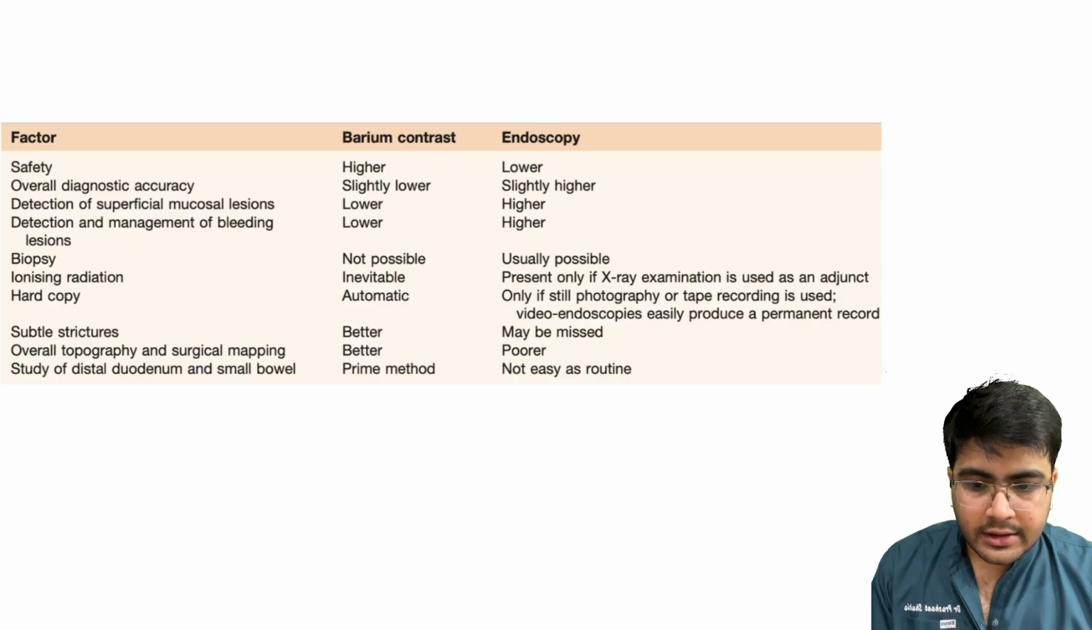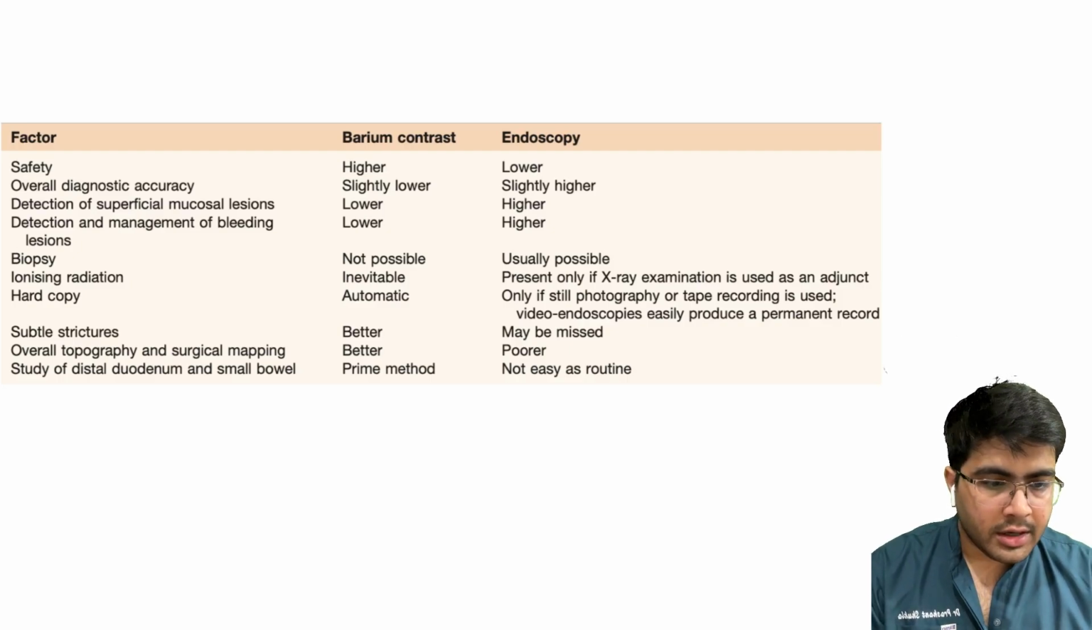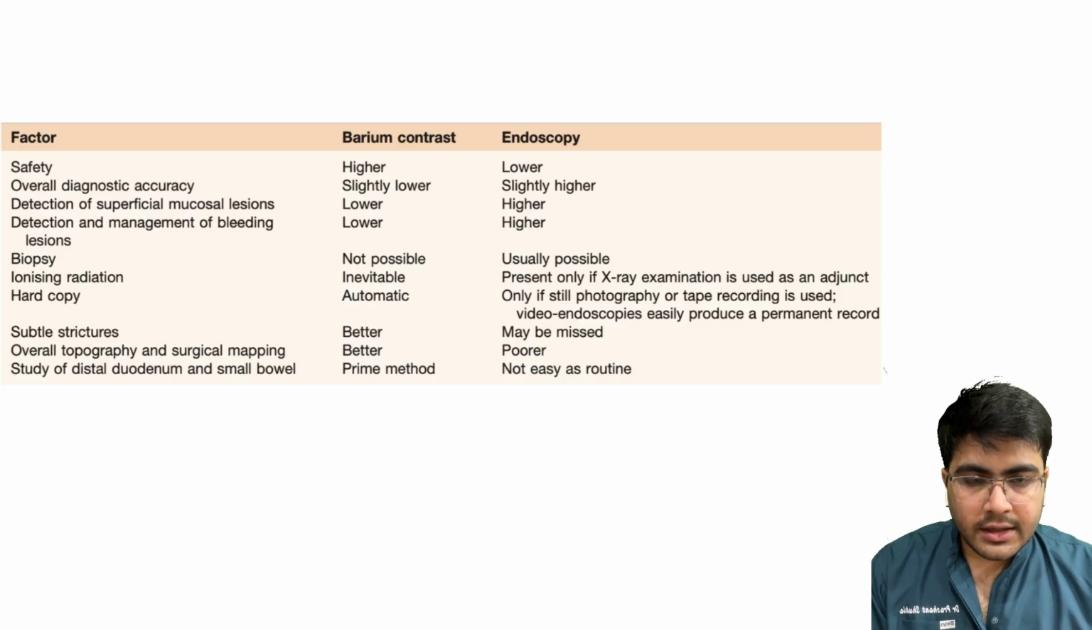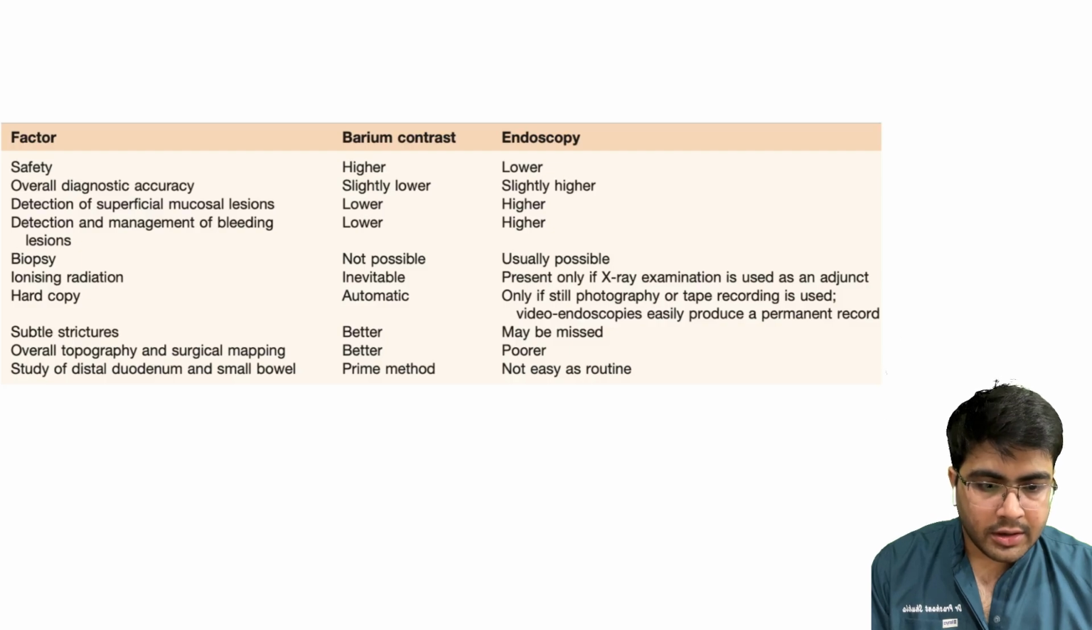Ionizing radiation is used with the barium contrast, but it is not present in endoscopy. Colour (hue) is automatic, but it is not present in endoscopy in most cases. If there is a subtle stricture, it is better evident on a barium study than on endoscopy. And overall topography and surgical mapping is better with barium contrast, and poorer in endoscopy.